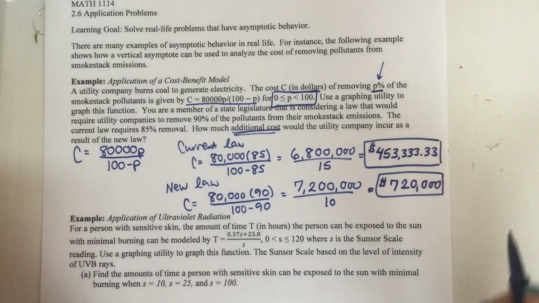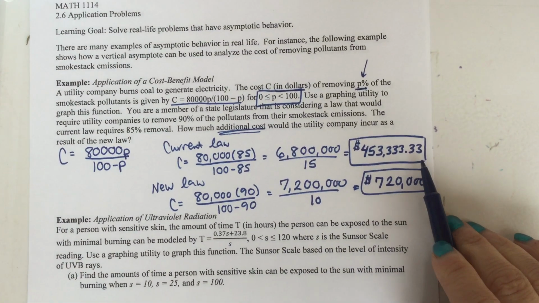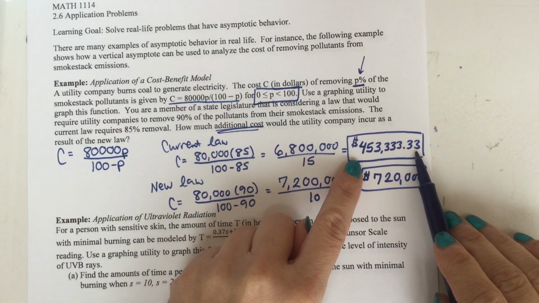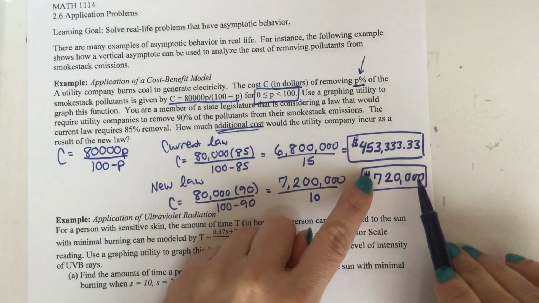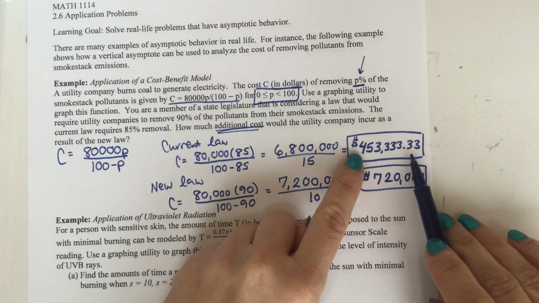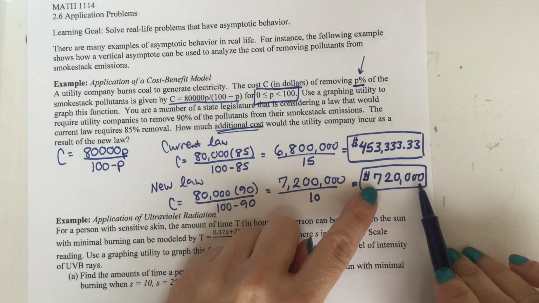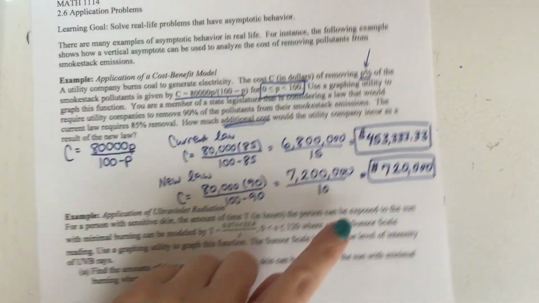$720,000. So currently, if you were that utility company, this is your cost to get rid of pollution. If this new law passes, this is your new cost. Look at how much money you would have to figure out, okay, where are you going to get the difference? And that's what the question is saying. What is the additional cost?